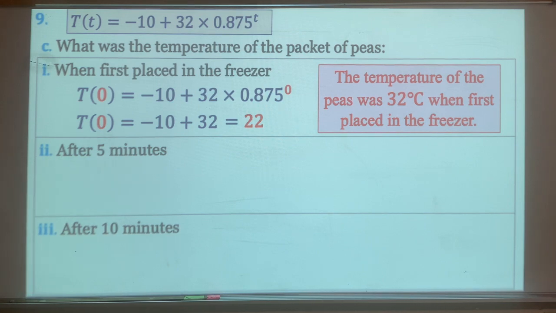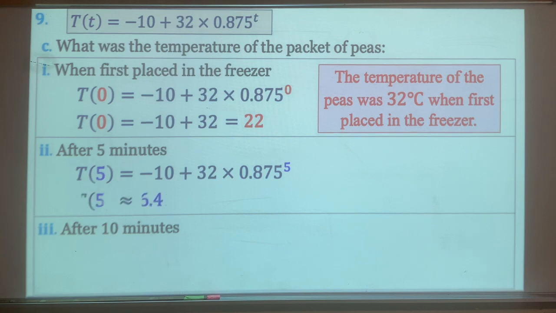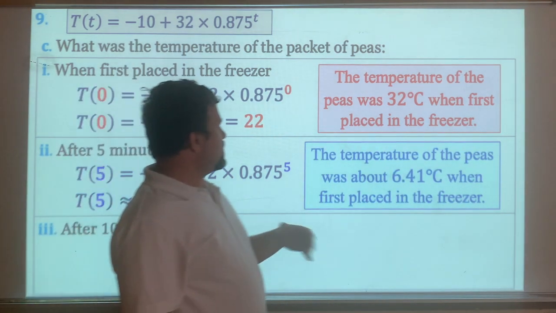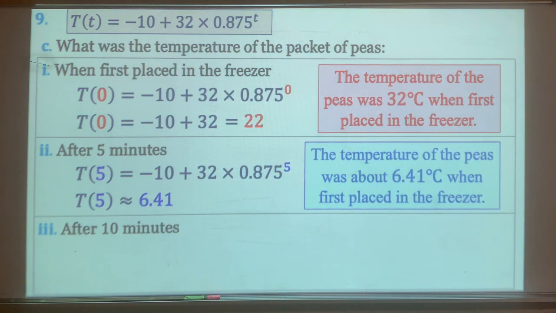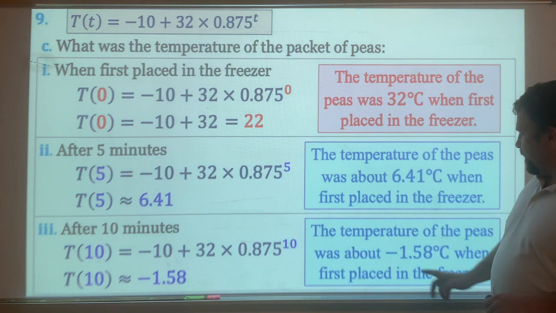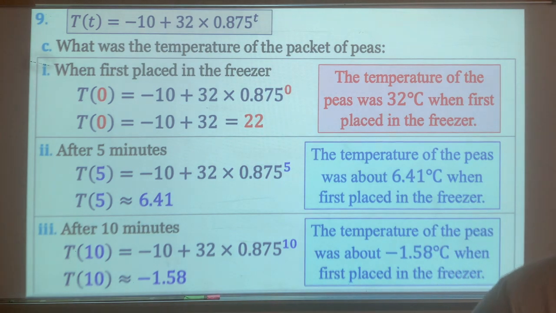After 5 minutes. T of 5, negative 10 plus 32 times 7/8 to the fifth is approximately 6.41. So the temperature of the peas is about 6.41 degrees Celsius after 5 minutes in the freezer. All right, you can tell I copied this. This is after 5 minutes. After 10 minutes, the temperature of the peas was about negative 1.58 degrees Celsius in the freezer. All right.